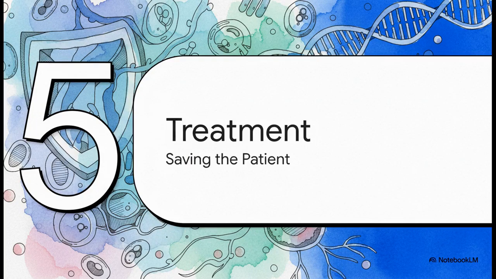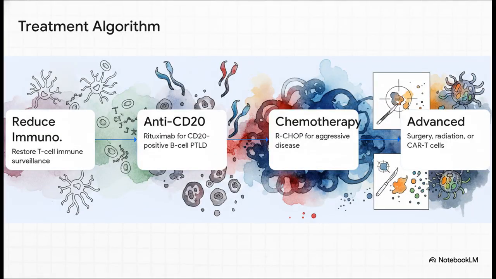Finally, part 5, let's talk treatment. So treatment is a really precise escalation. Step 1, you almost always start by carefully, and I mean carefully, reducing the patient's immunosuppression. You want to wake up those suppressed T cells so they can fight off the EBV and those abnormal B cells. But obviously, balance is key here because you definitely don't want to trigger organ rejection.